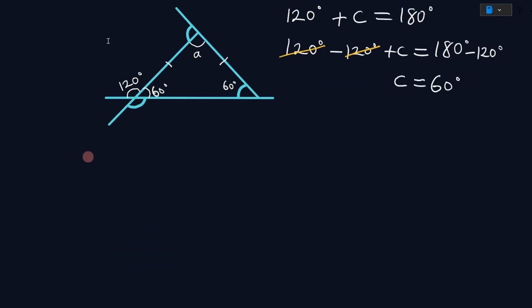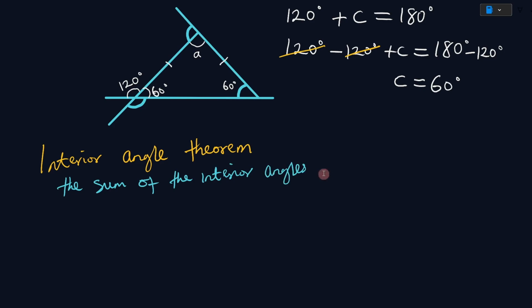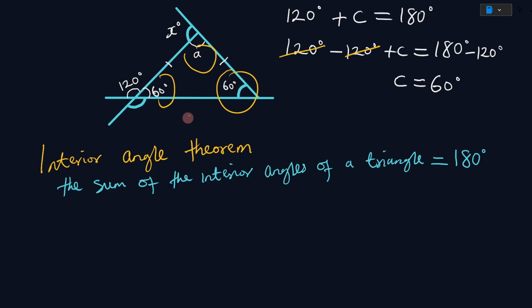The third theorem that we will apply in solving this is the interior angle theorem. This theorem states that the sum of the interior angles of a triangle is equal to 180 degrees. This is still our x degrees. Applying this theorem, the sum of this 60-degree angle plus angle A plus this other 60-degree angle should give us 180 degrees, which are the two base angles of this isosceles triangle because their two sides are equal.